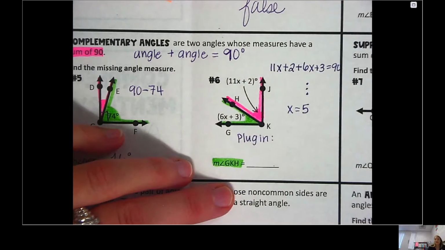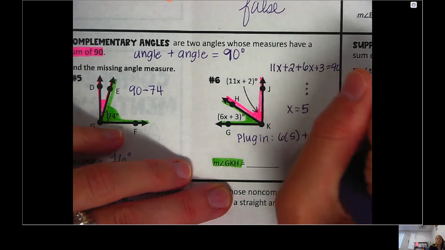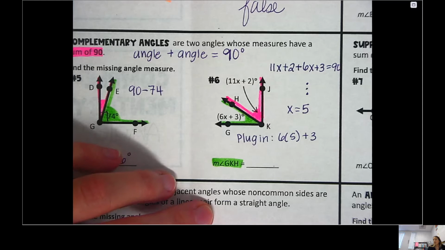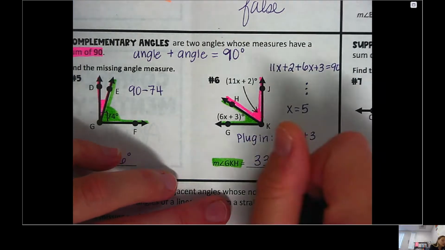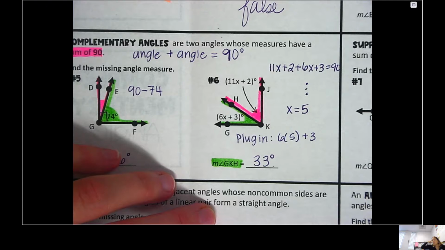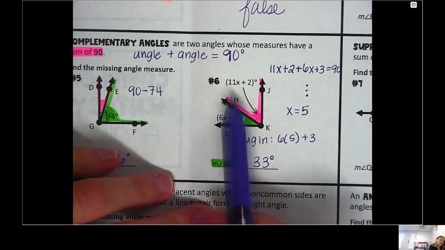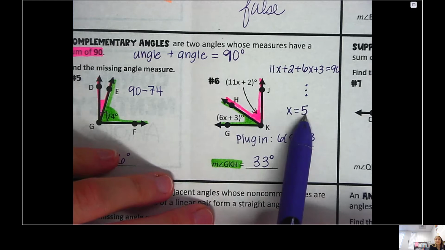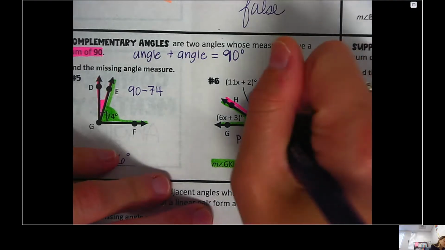So if we plug it in, anywhere I see an x, I should plug in the number 5. So I've got 6 times 5 plus 3. What do you got? Oh, 33. 33 what? Degrees. Always put a degree symbol when we're talking about an angle. Now, if Miss Mass was smart, she would plug it into this one too, just to be sure that her answer was right. So, what is 11 times 5? 55 plus 2 is what? 57. So this one here is 57 degrees.